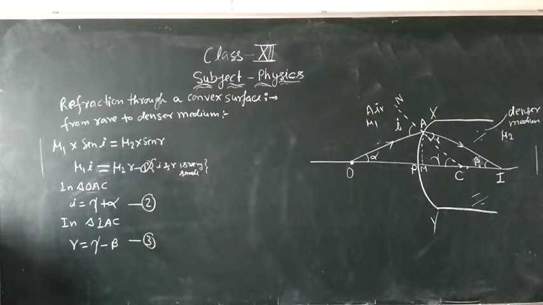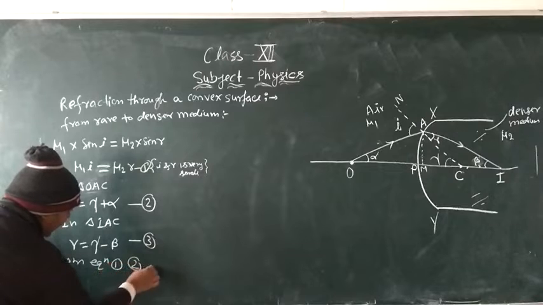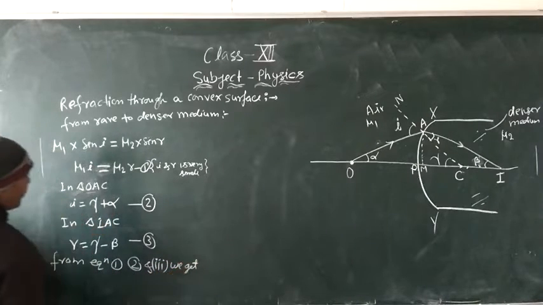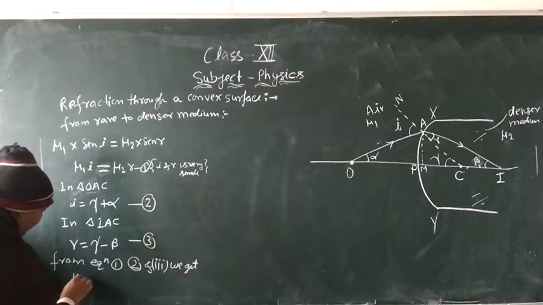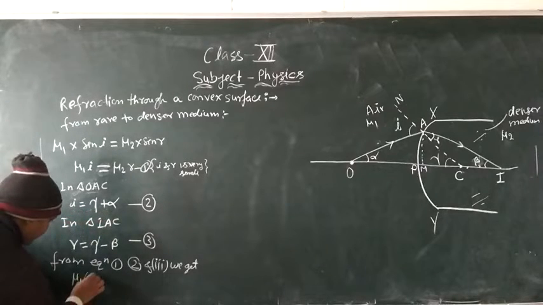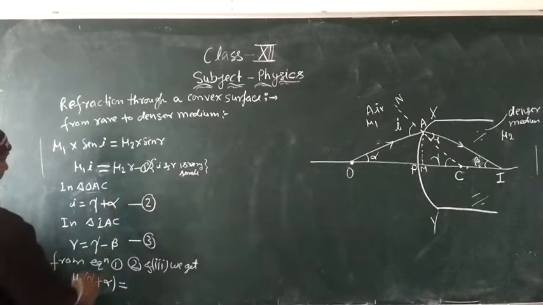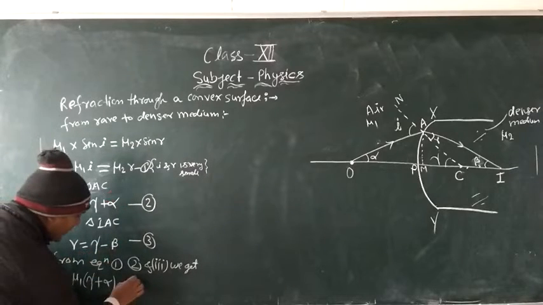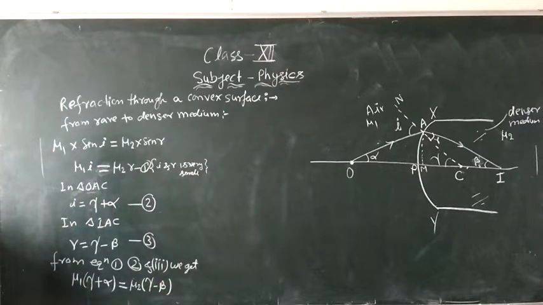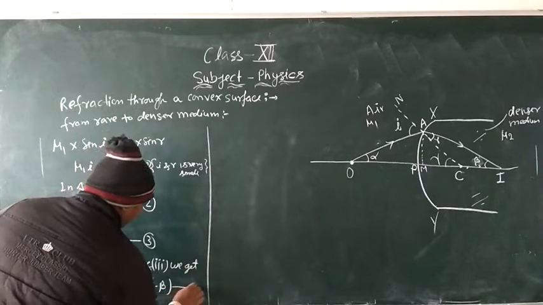From equations first, second and third, we get mu1 times I, and in place of I we can write gamma plus alpha, equal to mu2 times R, and in place of R, gamma minus beta. So mu1 (gamma plus alpha) is equal to mu2 (gamma minus beta). This is the fourth equation.